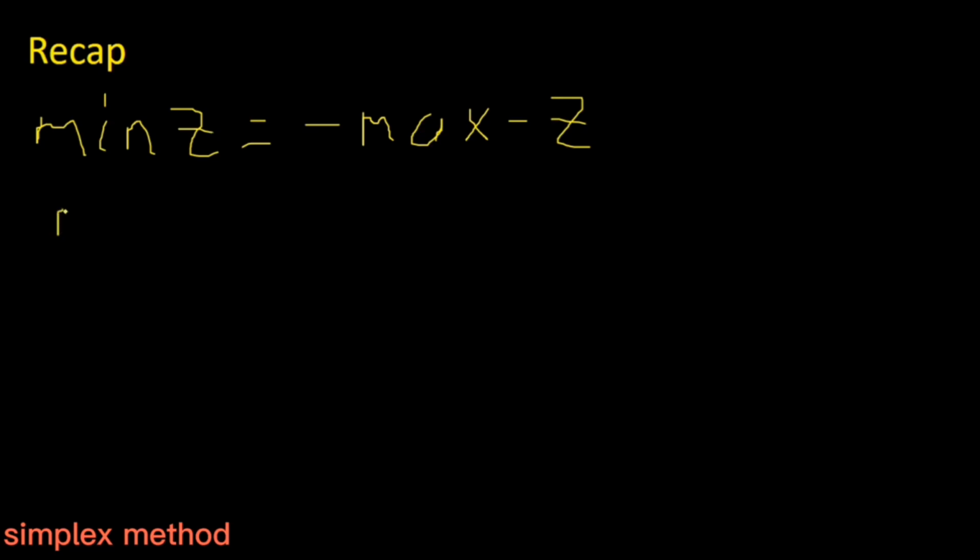If you have a minimization equation, min of z, to convert this to a maximization equation, it equals negative of the max of minus z. In case you have an equation like the one we had that was instead a minimization equation, that is min of z equals what?